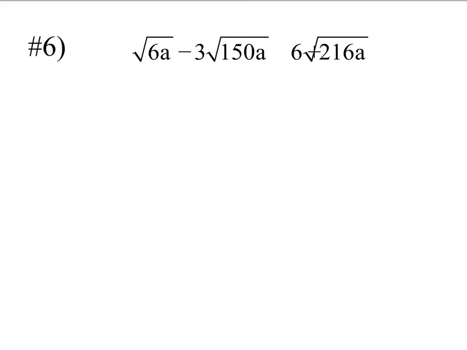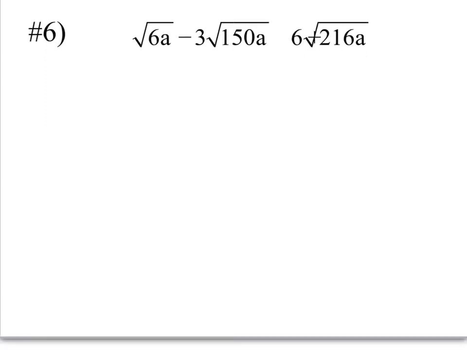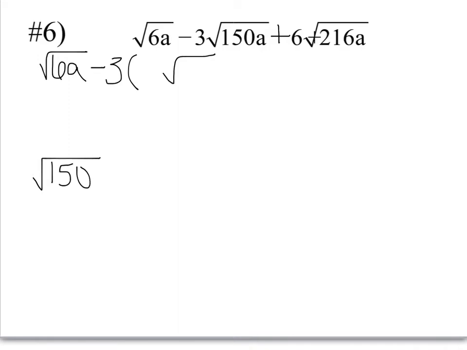Okay, this one says the square root of 6a minus 3 square root of 150a plus 6 square root of 216a. Oops. Okay, so the square root of 6a we have to leave alone because we can't simplify that at all. And then I'm going to write minus 3 so I don't forget about it and do parentheses. So I've got the square root of 150.